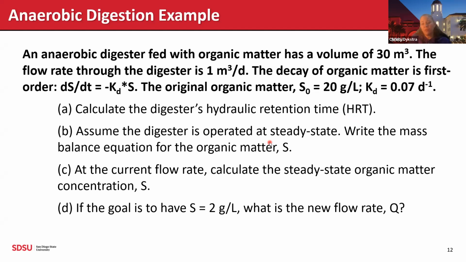Assume the digester is operated at steady state. We can write the mass balance for this. And then we can calculate a steady state organic concentration. And then finally, if we need to change the output to be 2 grams per liter, what would our new flow rate be? I think I'm going to pick this one up on Monday so that we can do this all together. So bring your calculators, bring some paper, and we'll try to work this one through.